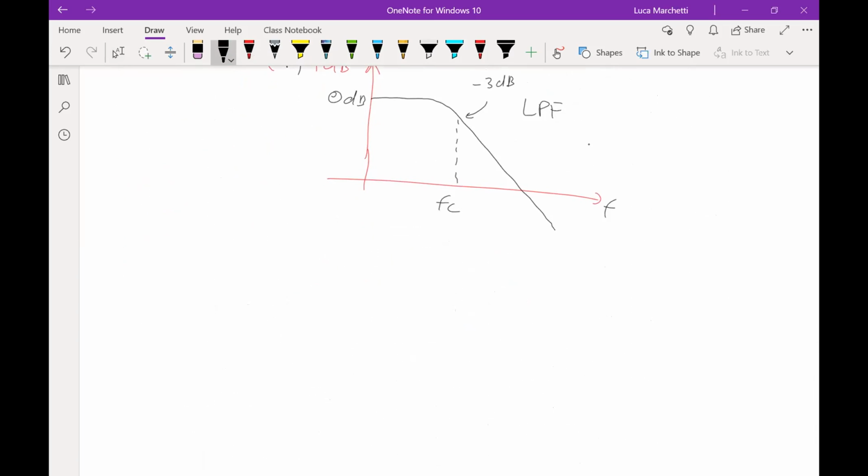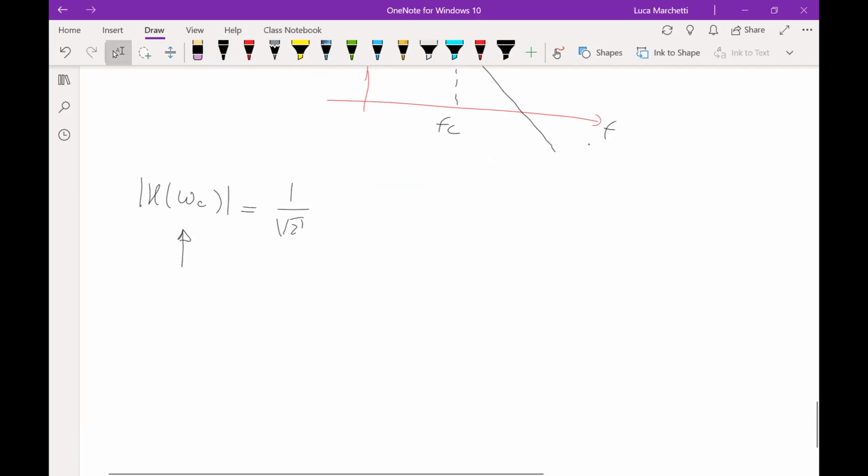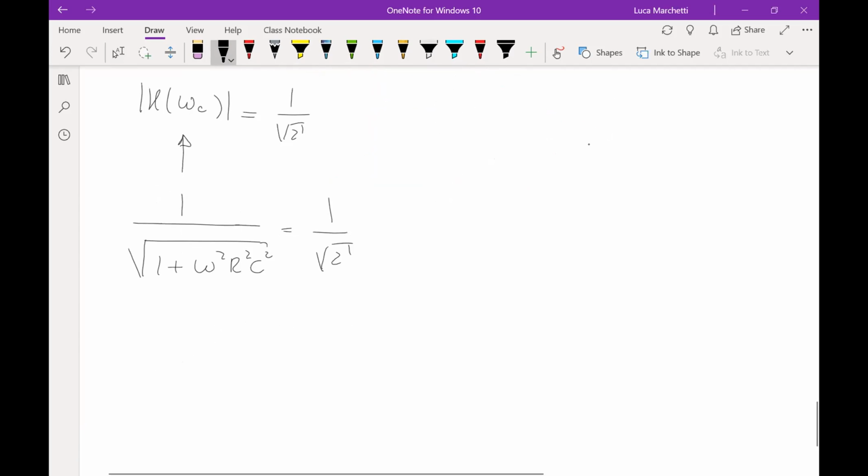So we have H(omega_c), the frequency response evaluated at omega_c, is equal to 1 over square root of 2. But for our circuit, which is the RC circuit, low pass filter, we know how much this value is, right? We know the formula based on the impedance calculation we did at the very beginning, which was 1 over square root of 1 plus omega squared R squared C squared. So we know that this term has to be equal to 1 over square root of 2.